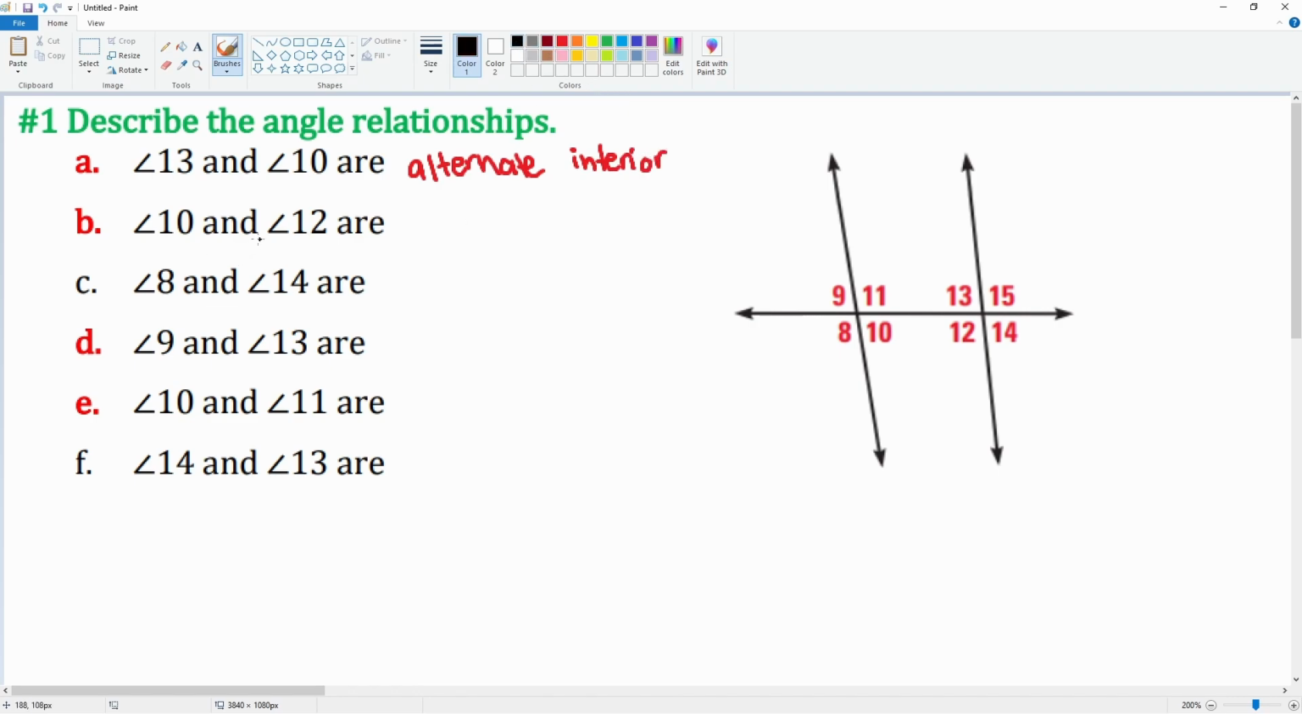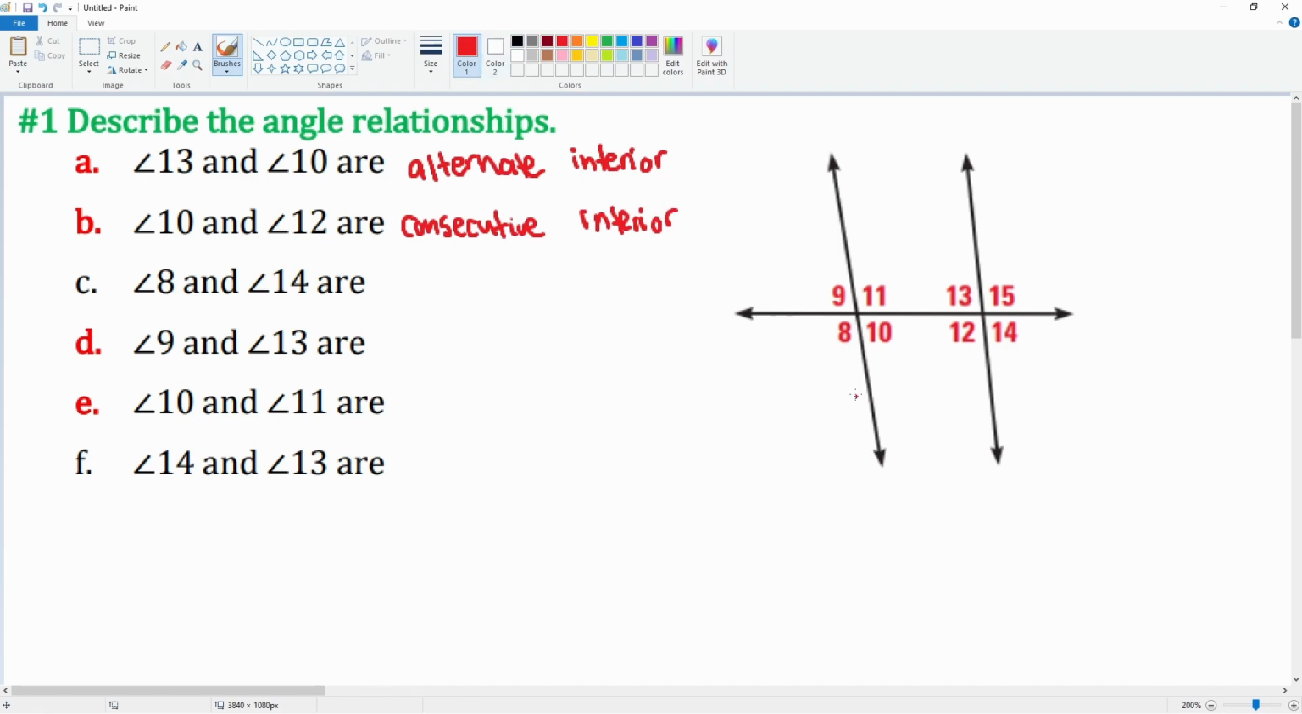Let's take a look here at 10 and 12. Okay, notice they're both on the inside, so they're interior. However, they're on the same side, so it's considered to be consecutive. So we call this your consecutive interior.